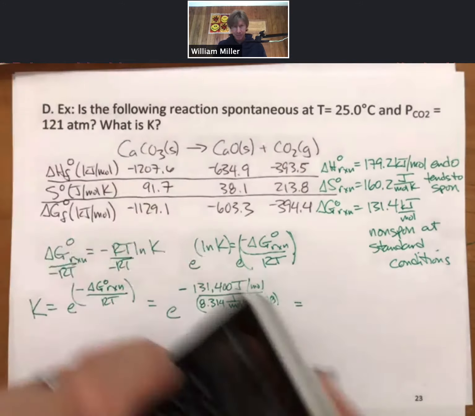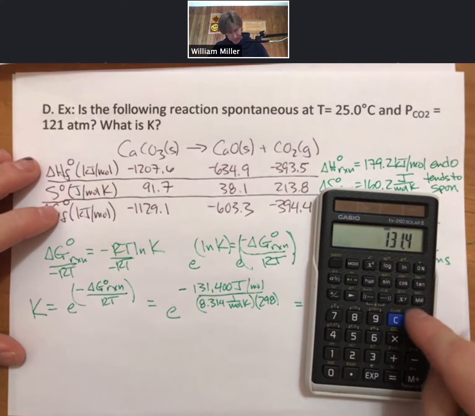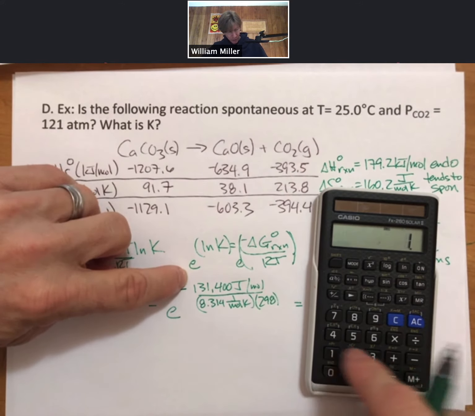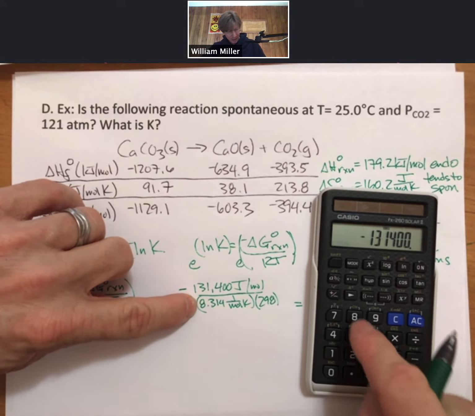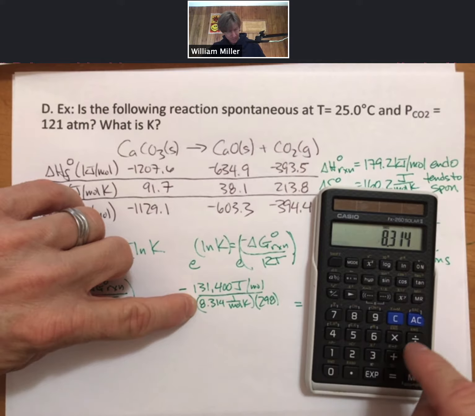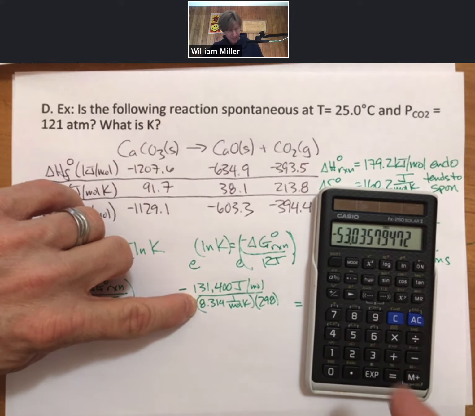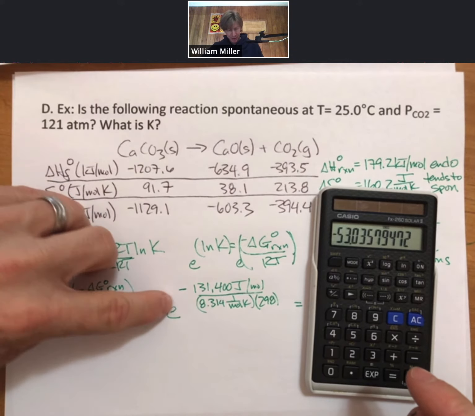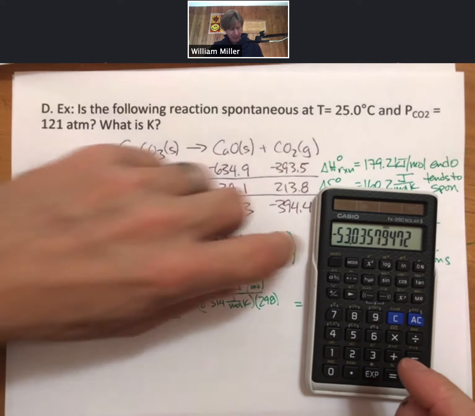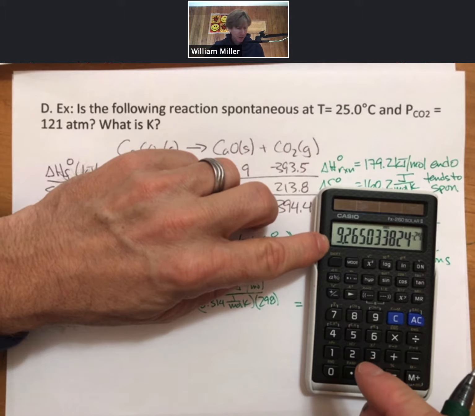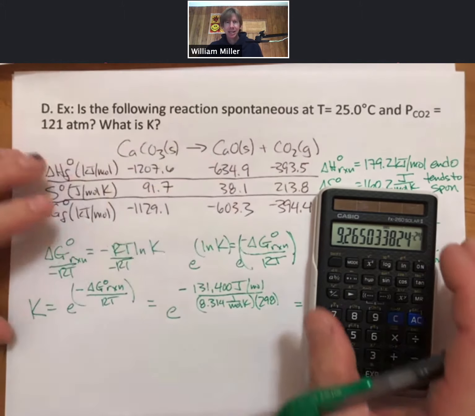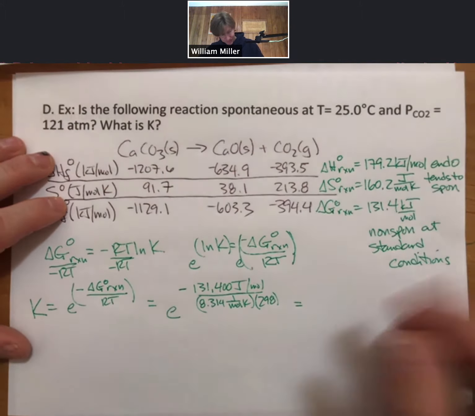So minus 131,400 divided by 8.314 divided by 298 gives minus 53. Now let's take the exponential of that. 9.27 times 10 to the minus 24.